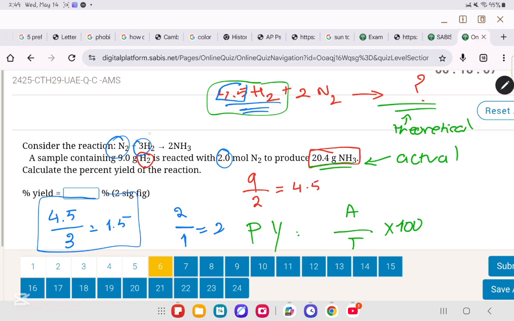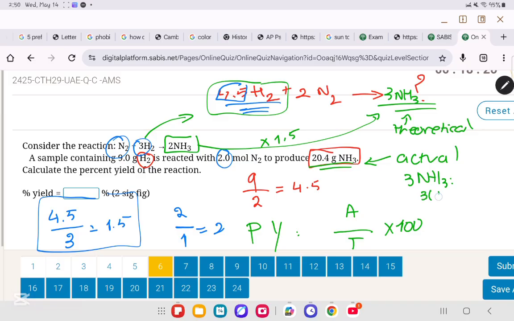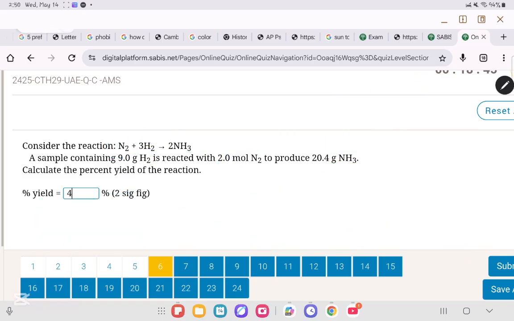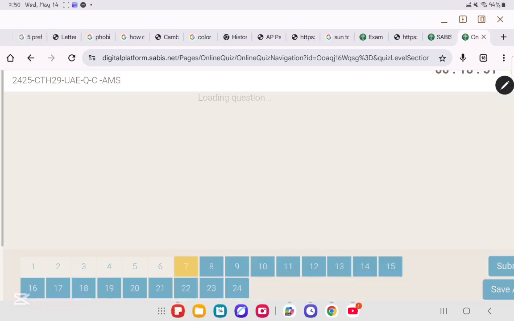So if 3 moles of H2 became 4.5 moles of H2, how much will 2 moles of NH3 become? It will become very simply times 1.5. It will be 3 moles of NH3. So let's find the theoretical mass of 3 NH3. It's going to be 3 times 14 plus 3, which is 51. So now the actual, which is 20.4, over the theoretical, which is 51, times 100. Put it on your calculator, and you're supposed to get an answer of 40%. So very simply, our answer is 40. I wanted 2 significant figures, so don't forget to put the full stop. 40%. We move on to question number 7.